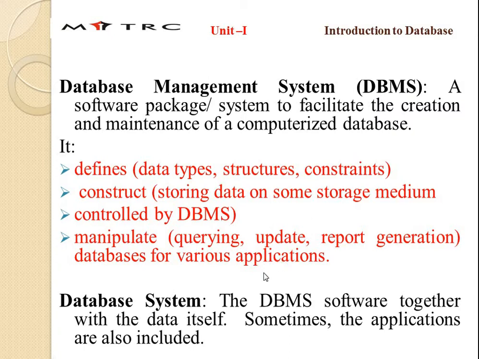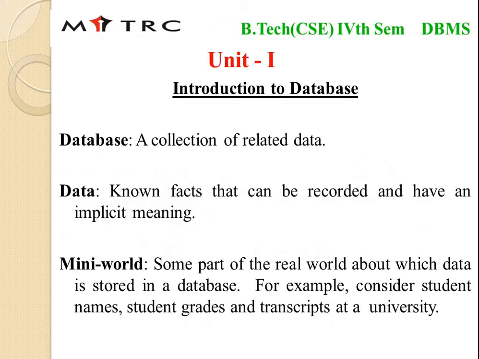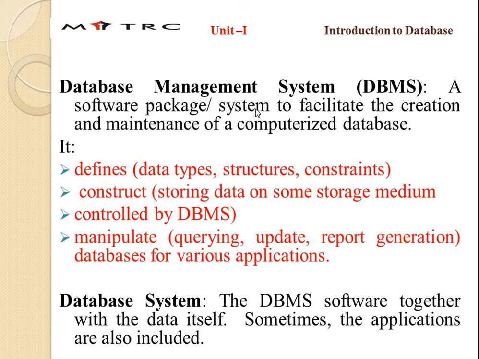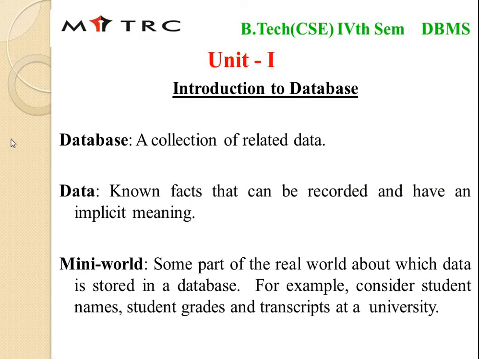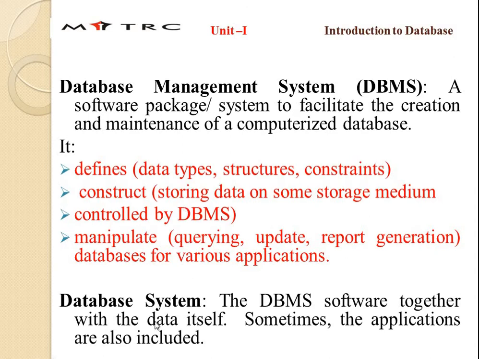So what actually is a DBMS? A database management system is general purpose software needed for defining, constructing, controlling and manipulating various applications. When we speak about the database system, the DBMS software together with the data itself is called the database system. So we have seen four terms: the first is the data, the second is the database, the third is the database system, and the fourth is the database management system.